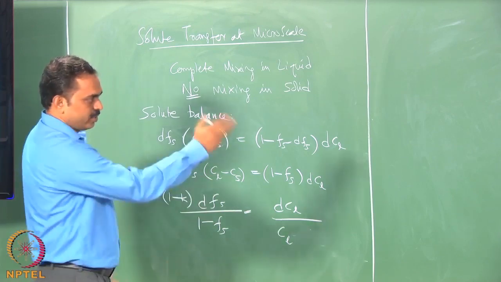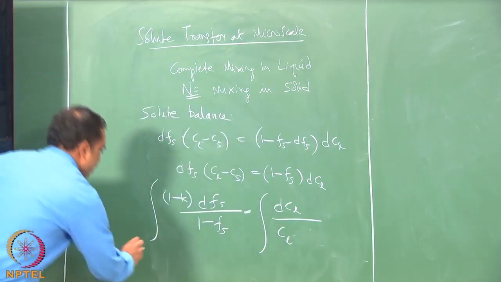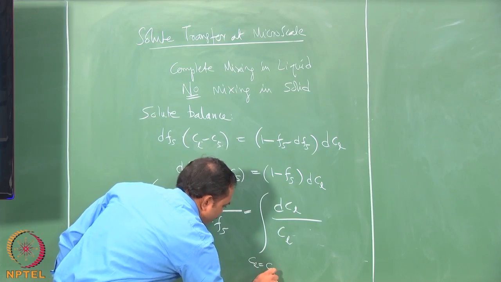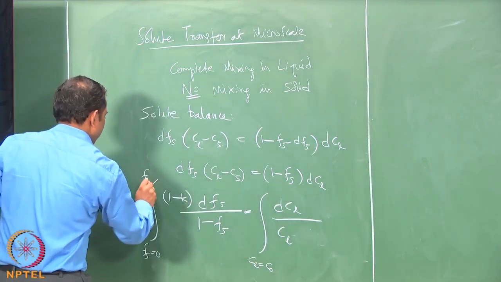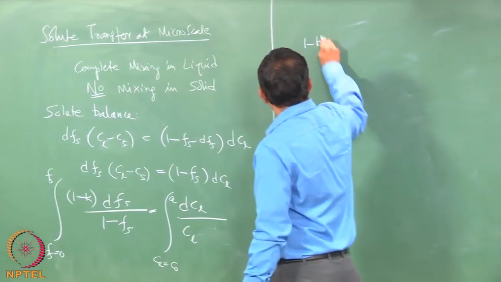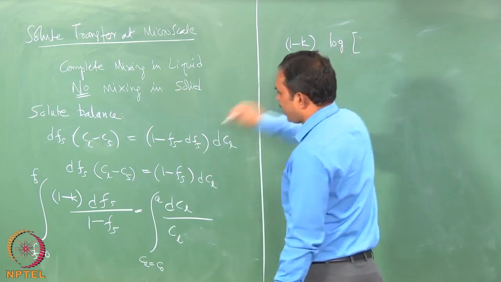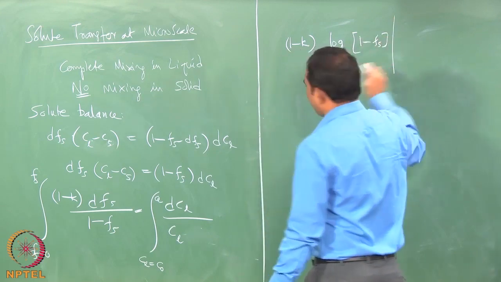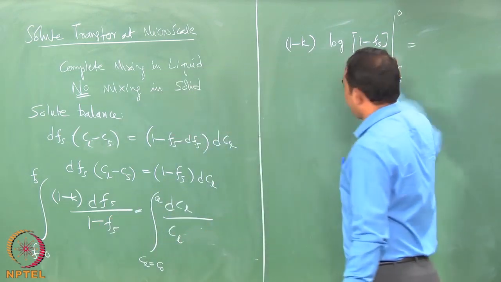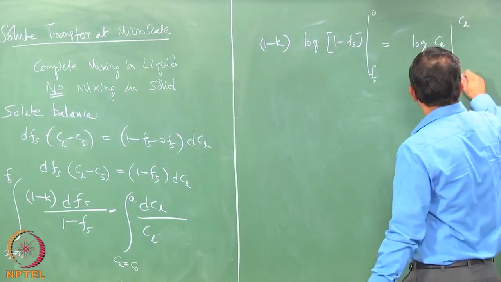This has to be then integrated to see how the variation of CL with FS is going to be. So you would then put the integrals. And for the initial condition, at FS is equal to 0, CL is equal to C naught, and when FS is equal to FS, CL is equal to CL. So you can then immediately integrate, and it would look like this: 1 minus K into log 1 minus FS, and the integral limits have to be swapped, the 0 will be here and FS will be down because of the minus sign here, and is equal to log, with CL at the top and C naught at the bottom.